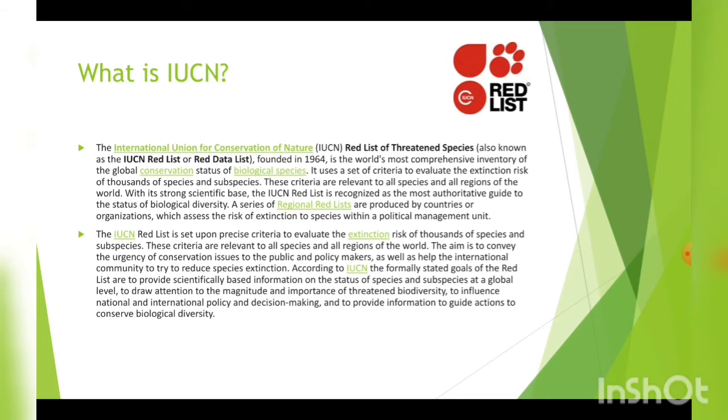With its strong scientific base, the IUCN Red List is recognized as the most authoritative guide to the status of biological diversity. A series of regional red lists are produced by countries or organizations which assess the risk of extinction to species within a political management unit.